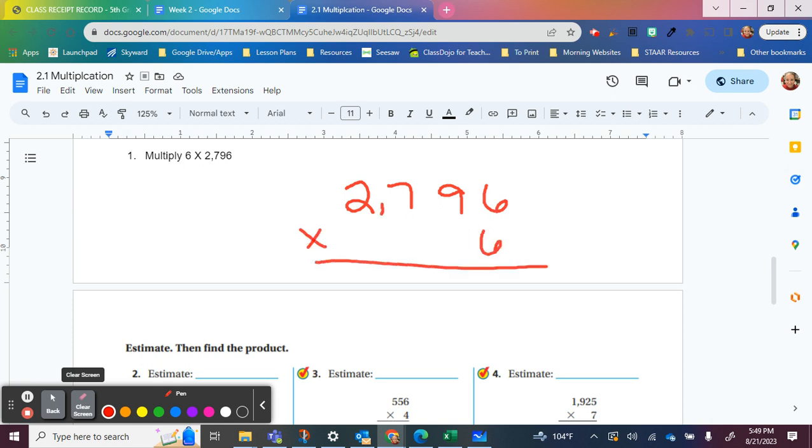So here we're going to multiply 6 times 6. That gives us 36. Next, so here's what we're doing. We're going from the 6 to the 9, the 6 to the 7, the 6 to the 2. So we're just going down that place value and multiplying each of these. And if we get a 2-digit number in our answer, then we just have to regroup it.